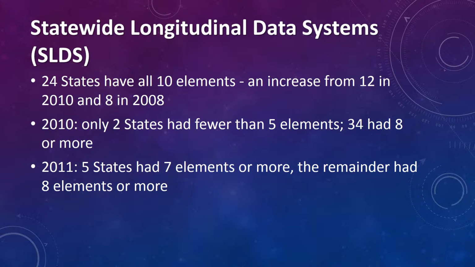The prevalence and participation of states has increased over the years. 24 states have all 10 elements, which is an increase from 12 in 2010 and 8 in 2008. In 2010, only 2 states had fewer than 5 elements, and 34 had 8 or more. In 2011, 5 states had 7 elements or more, and the remainder had 8 elements or more. So the funding in place and the support has encouraged states to participate in SLDSs.